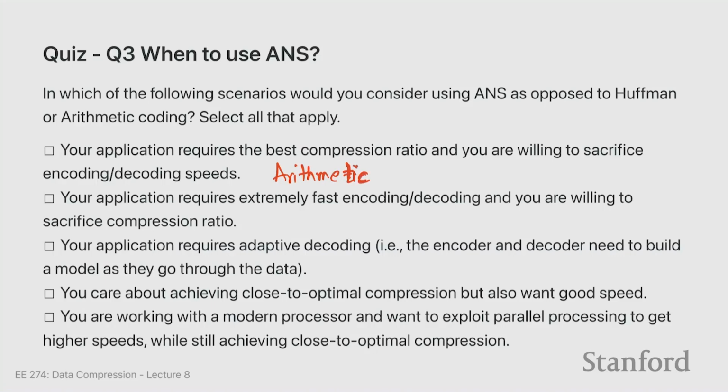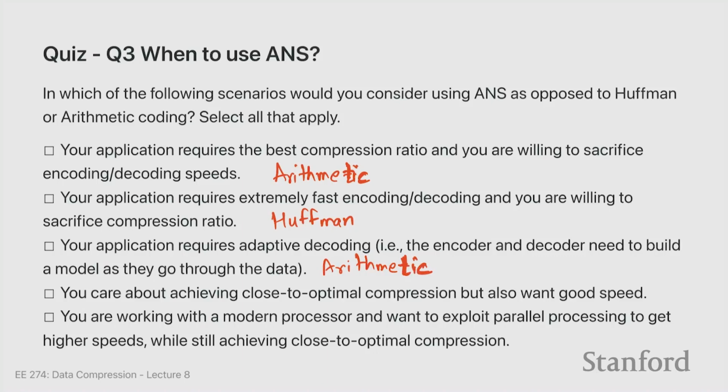Your application requires extremely fast encoding and decoding, and you are willing to sacrifice compression. So here the answer is clear, it's Huffman, right? If you look at that table from a few slides ago, you can't beat Huffman at speed. Okay, just so simple. Your application requires adaptive decoding. We haven't talked as much about this adaptive stuff yet. I think we mentioned it in class. We will talk about it next lecture. Again, talk to us if you were confused. But here really the best answer is arithmetic coding. I think this was in one of the slides last lecture. But you will understand what we mean by adaptive in the next lecture.